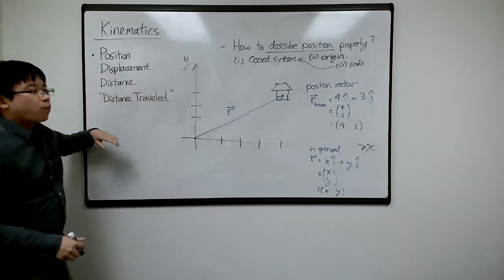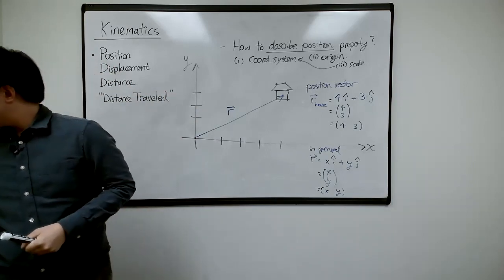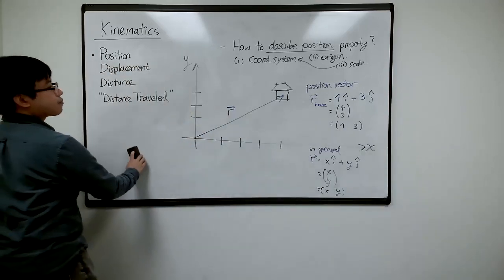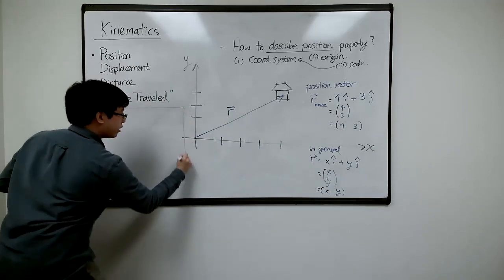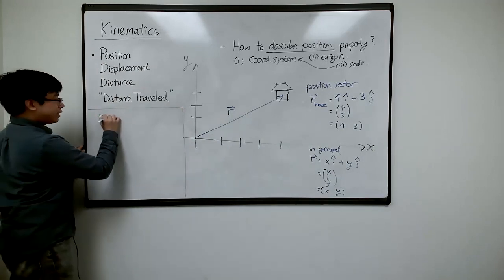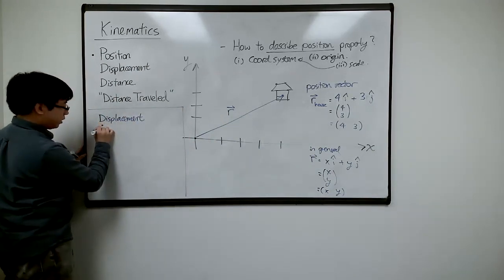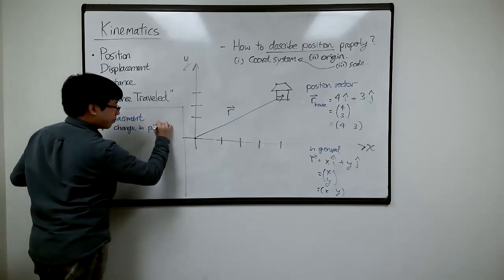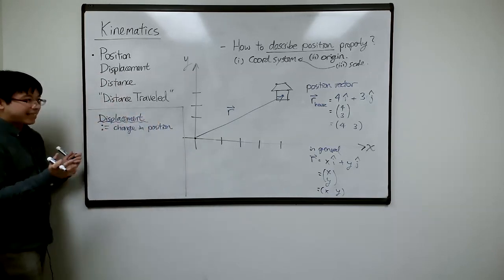All right, good. What is displacement? Displacement is basically the change in position. We'll define that. Let's use this little space down here. Okay, the next word is displacement. And the definition is change in position. That's what this jargon means. That's it.